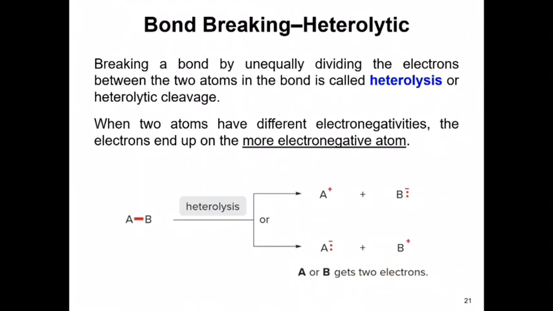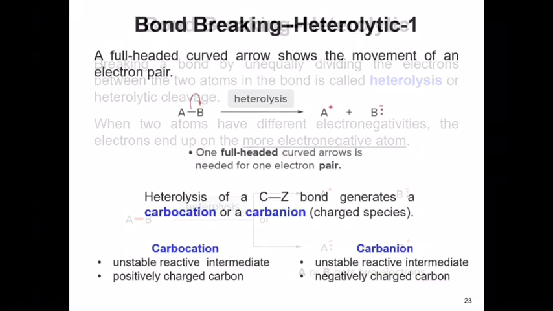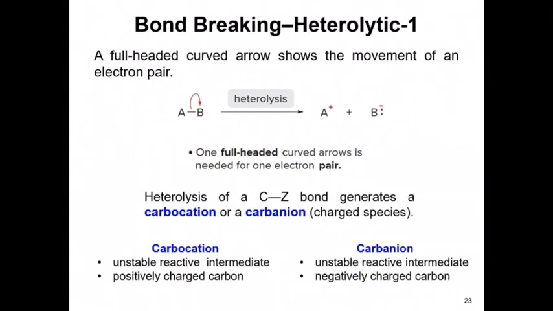Because we have unequal distribution of the electrons, you can see that one of the atoms will gain a negative charge, and the other atom will gain a positive charge. Since two electrons are transferred to the more electronegative atom in heterolysis, a full-headed curved arrow is used in order to show the movement of this pair of electrons.